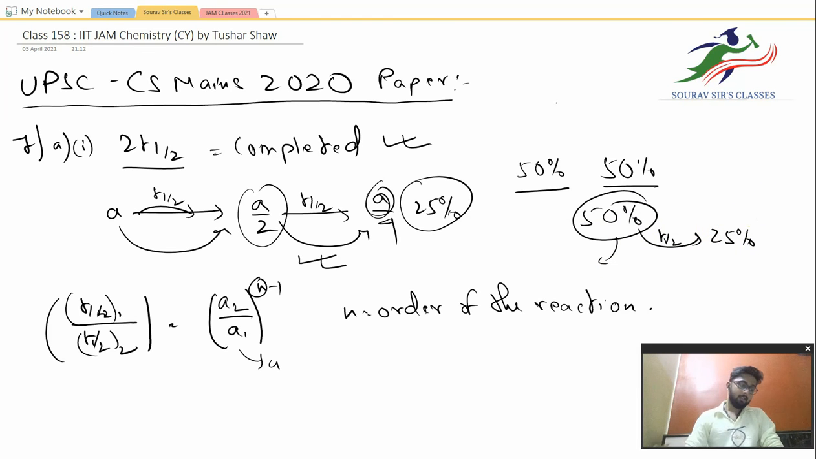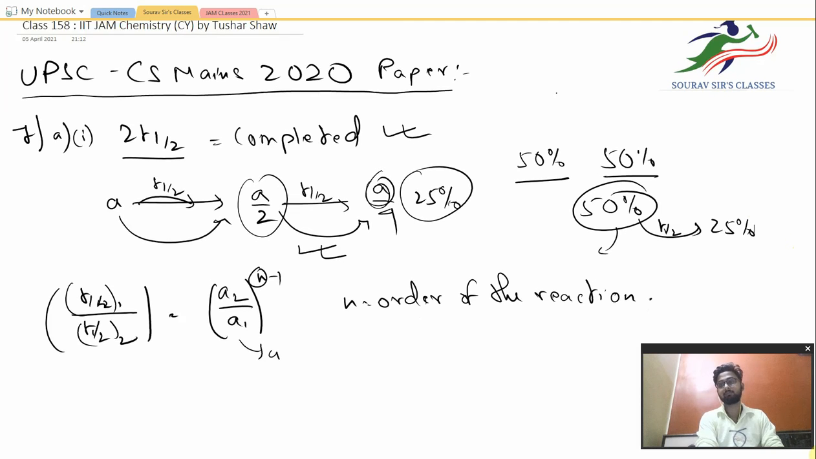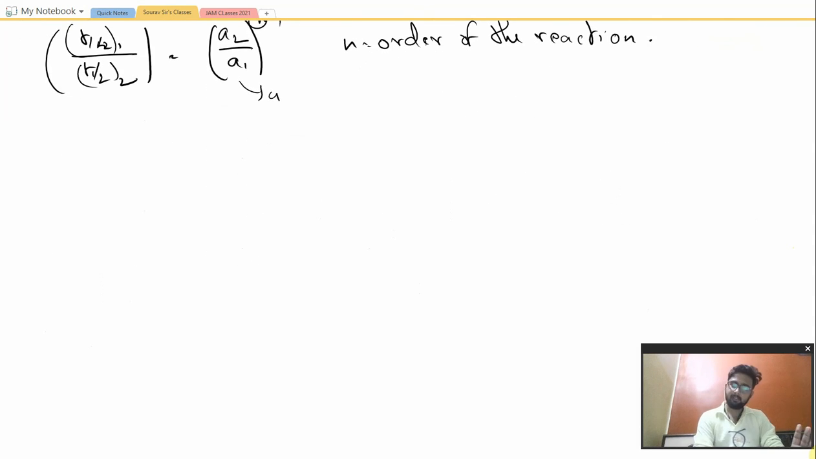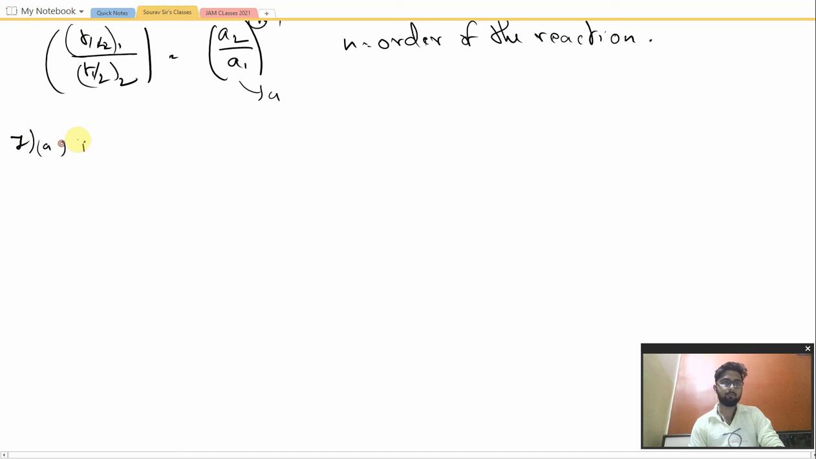So let us not waste our time anymore on this question. We have already wasted quite a lot of time on this. So let us move on to the next question directly. Not the next question actually, the same 7a, the second part of this question, that is 7a 2. This is an interesting question.